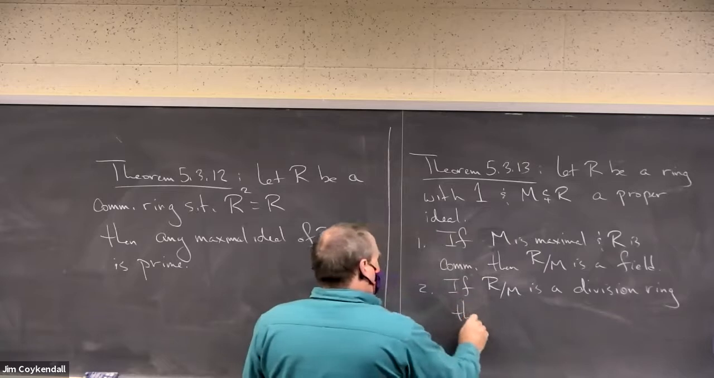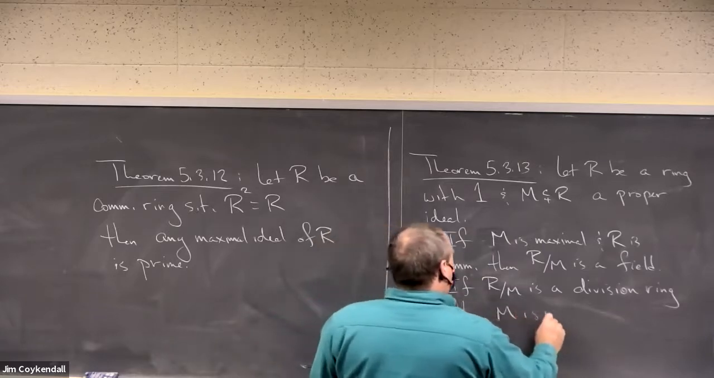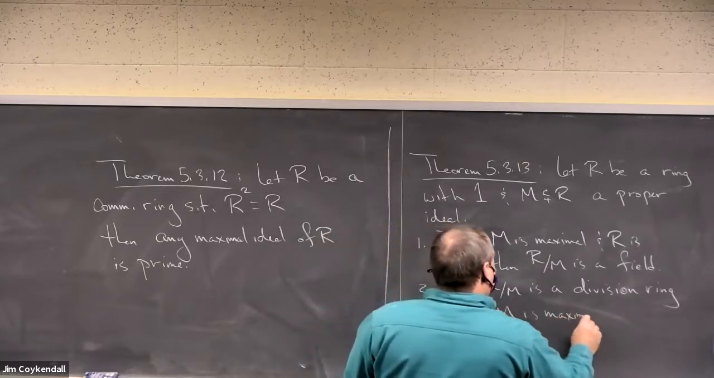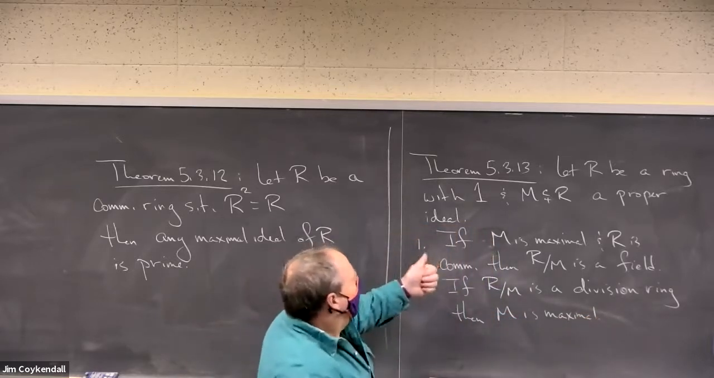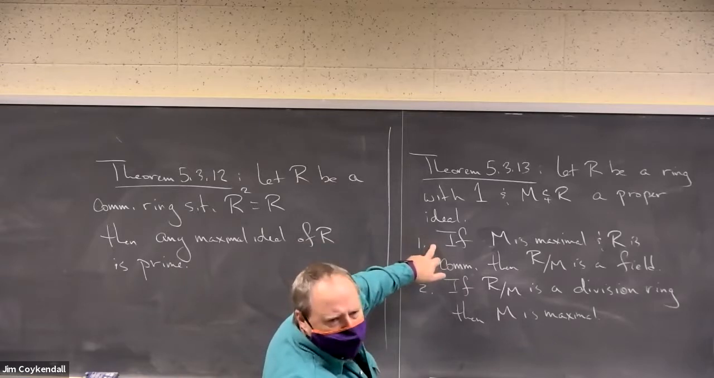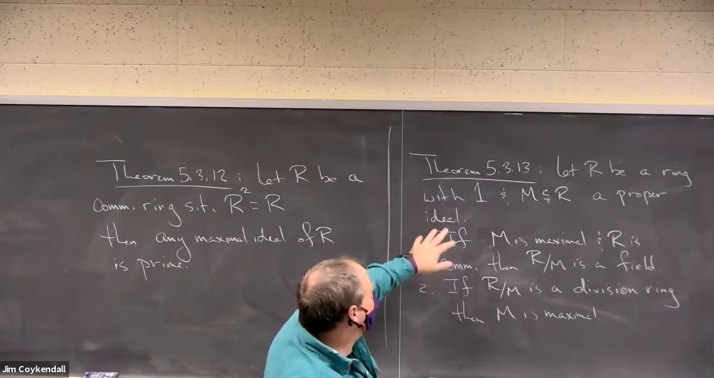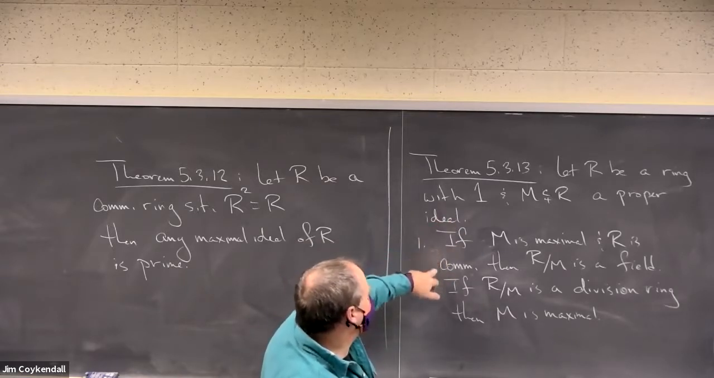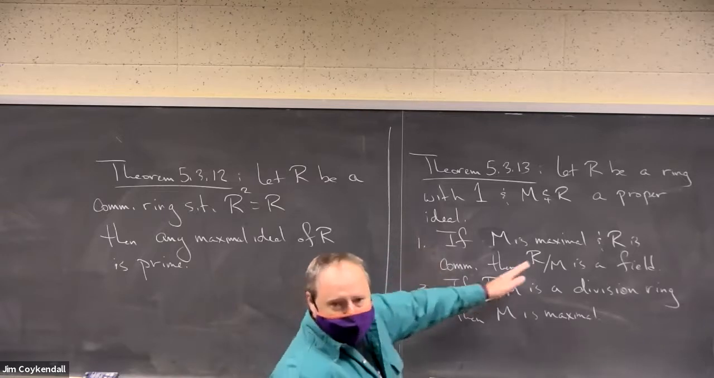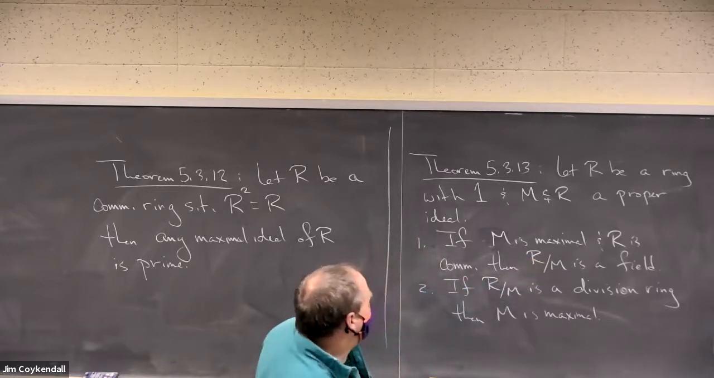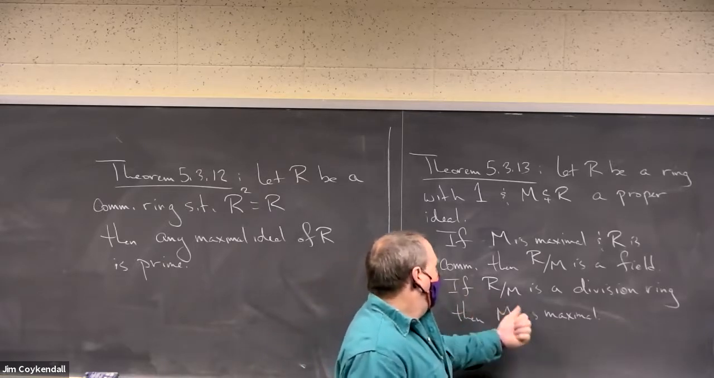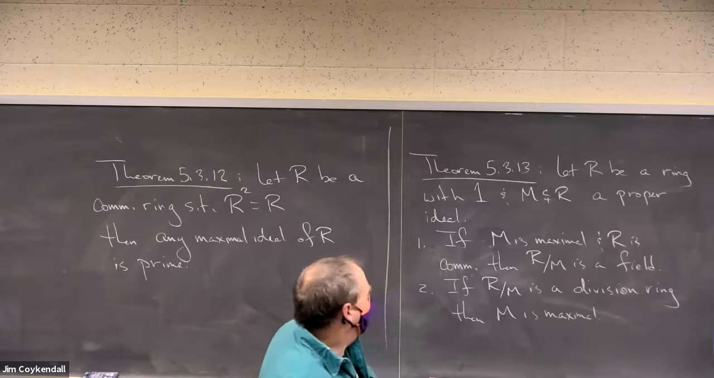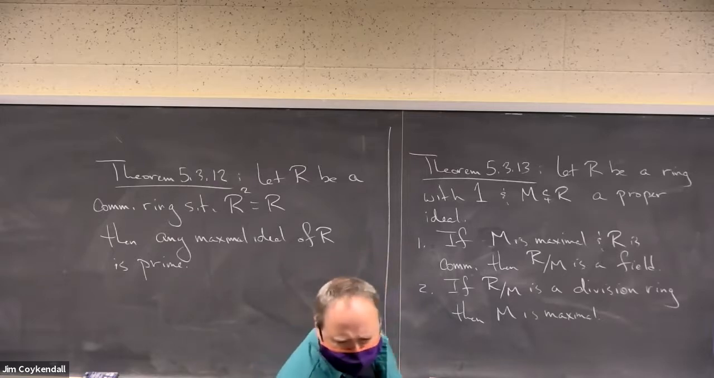then M is maximal. So the upshot is this: we already knew this actually. If M is maximal and R is a ring with one, so if M is maximal and R is commutative, then you know that R mod M is a field. We knew that. But here's something that gives you a bit of a converse. If the quotient ring is a division ring, then M is maximal in this situation.